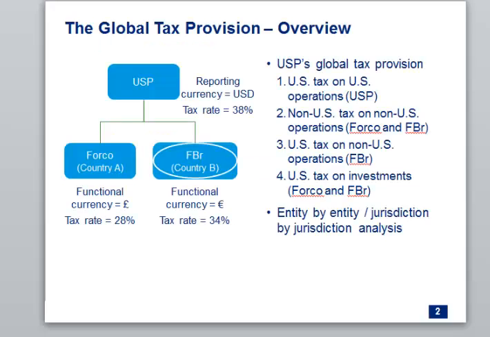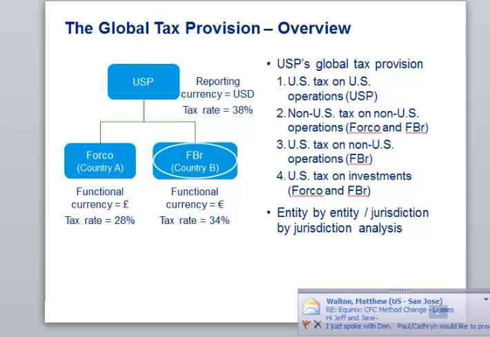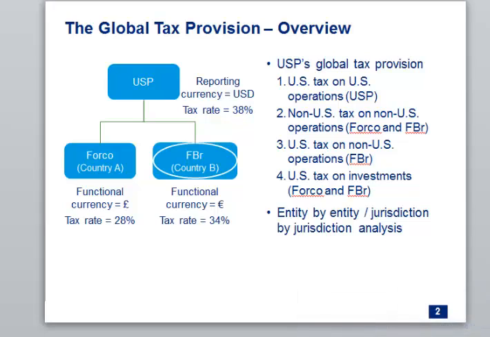So if you're doing a global provision, there's essentially 4 types of tax expense that you're trying to capture as part of your global provision. These are listed on the right-hand side of the slide, and we're going to use this picture as our example of a global company that we would do a foreign provision for. So let's just talk about that picture first.